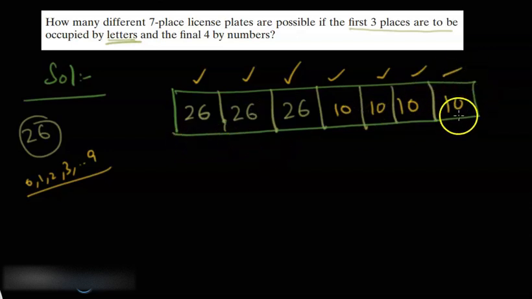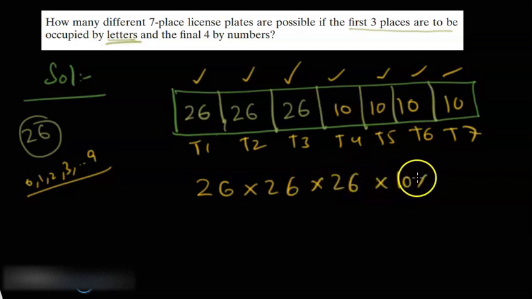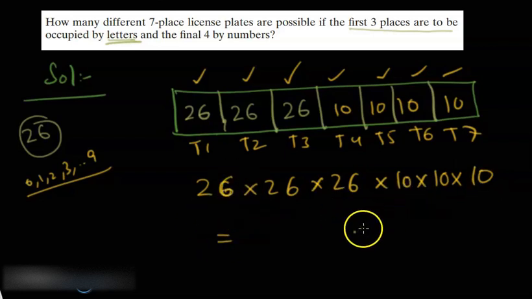So these are the total 7 tasks, and to make such a plate, you need to perform these together. So that means now you just need to consider task 1, task 2, task 3, task 4, task 5, task 6, task 7, and then you just apply the general counting principle, which says to multiply all of these possible outcomes: 26 into 26 into 26 into 10 into 10 into 10. You have to calculate this result by yourself.